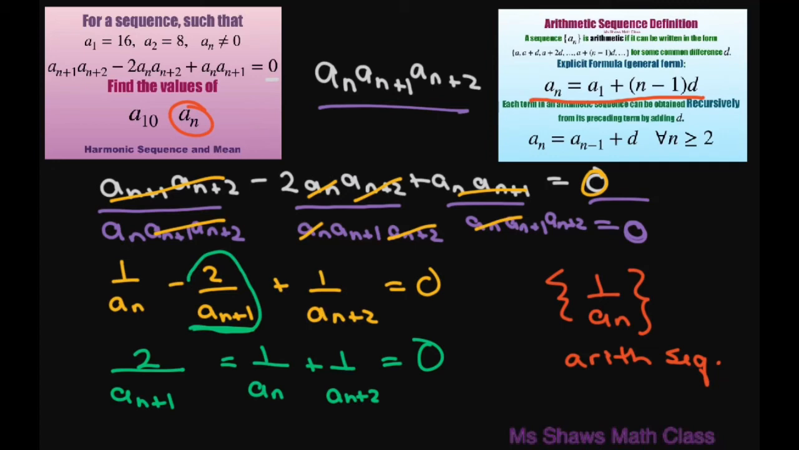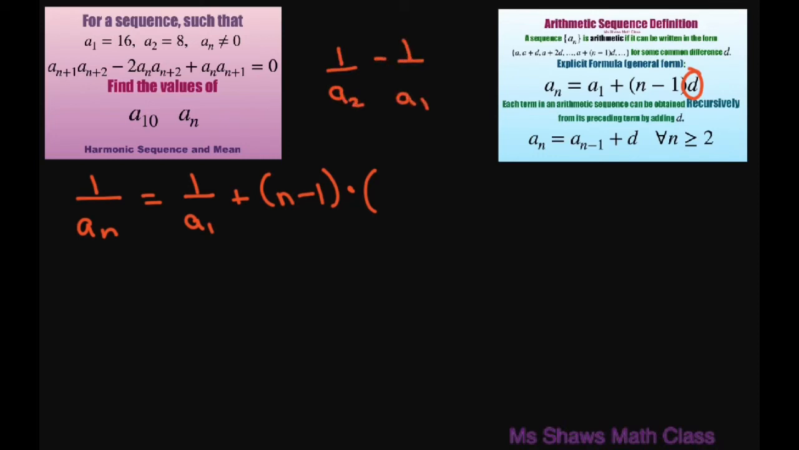So let's do that. So that would mean using this formula, I have 1 divided by a sub n equals your first term plus n minus 1 times, now, your common difference. Your common difference is going to be 1 divided by a sub 2 minus 1 divided by a sub 1, because it's arithmetic.